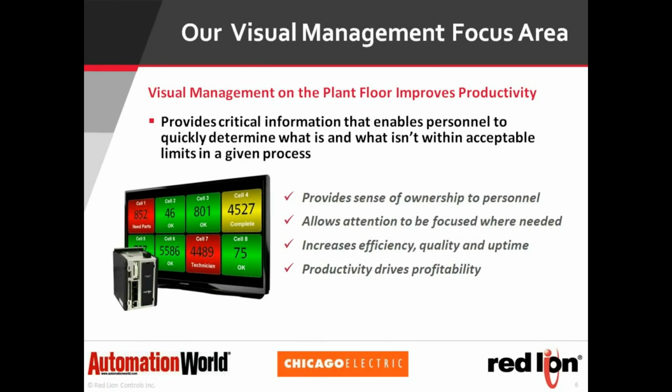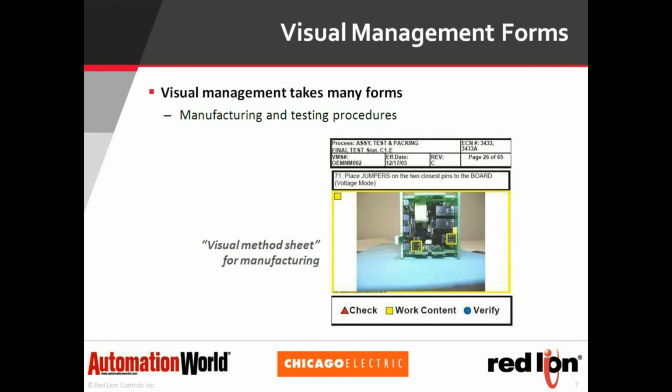What we're going to focus on is using specifically KPIs and Andon messages, communicating information to the personnel on the plant floor, actually their performance. What that does is it provides a sense of ownership to personnel. No one wants to be the anchor to an organization. Everyone wants to know that they're a contributing factor. It allows managers and supervisors to focus attention in the appropriate places. This all results in an increase in efficiency, quality, and uptime. Obviously, that's the goal here. And the real goal is to drive productivity and therefore profitability.